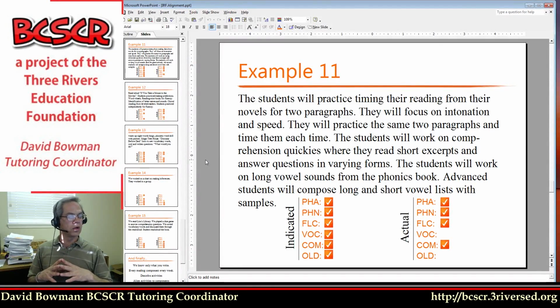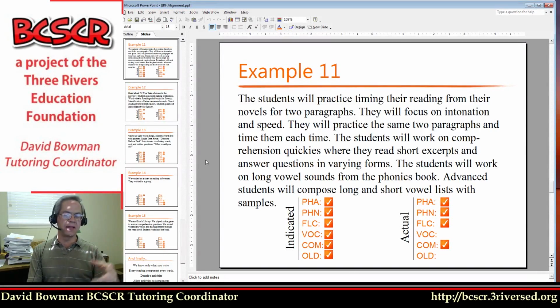The students will work on long vowel sounds from the phonics book. Advanced students will compose long and short vowel lists with samples. The tutor says that all 6 areas were addressed. Now, thinking about the quality of the instruction, not just the components, but also the quality, I see a lot going on here and a lot of interesting things.